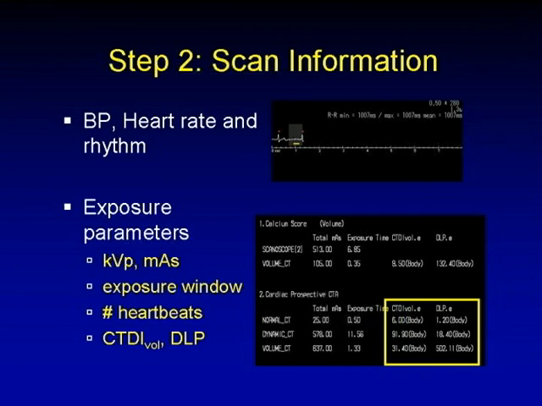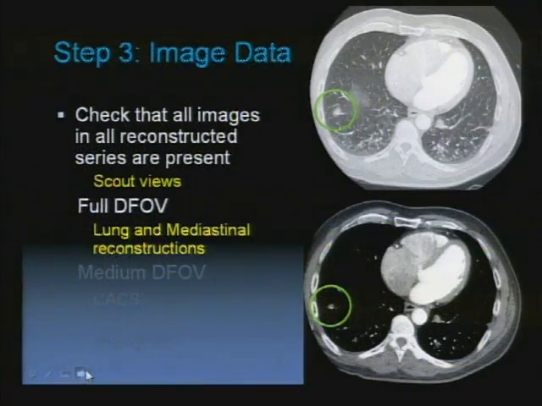And this is something that all of us should be doing. We should be looking at what we've done to the patient in terms of radiation dose, every single exam, okay? Because that's the only way you know you're going to be using an appropriate technique for your patients. So I look at the kVp, the mAs we use, the exposure window, the number of heartbeats, and then the CTDIvol and the DLP. And each manufacturer produces this, and we actually send it to our PACS, okay? So we can look back at this at a later time.